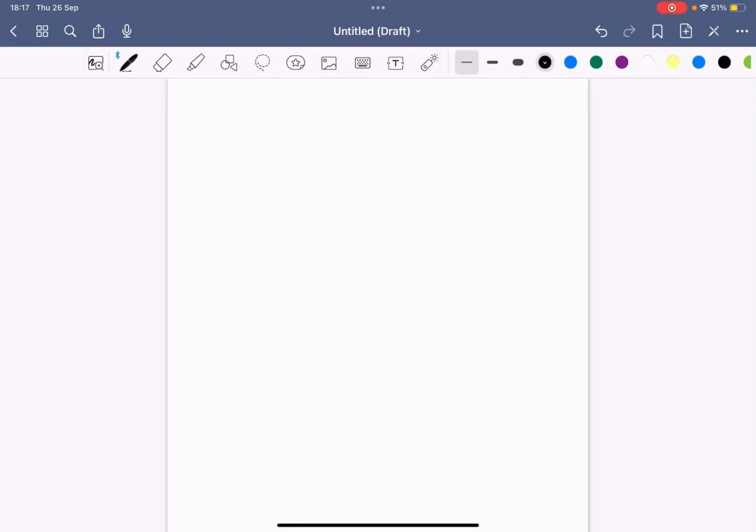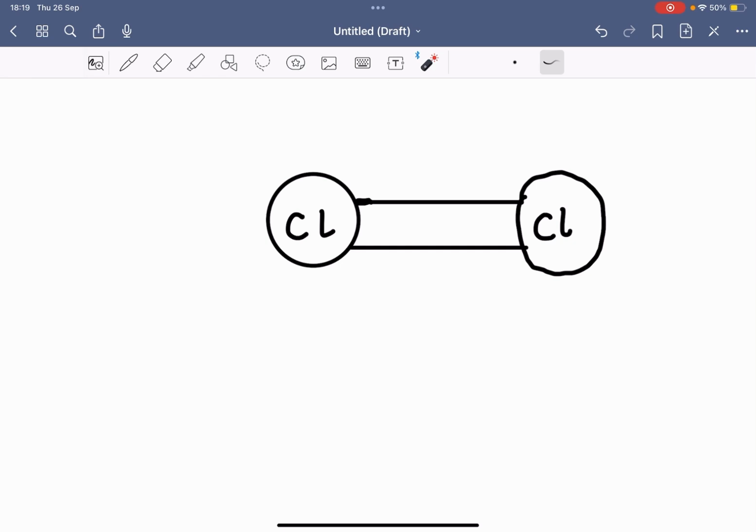Alright guys, I just wanted to really quickly run through the differences between simple molecular structures and giant covalent structures. So with simple molecular structures, they're the normal covalent compounds that you think of. So if you think of something like chlorine, for example, one chlorine molecule looks like this. Here we have our two atoms of chlorine, one chlorine atom and another chlorine atom. And then this thing in the middle is our covalent bond, okay?